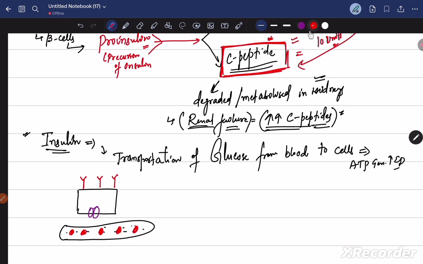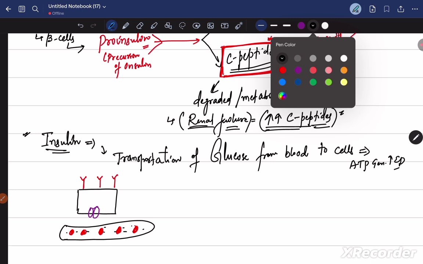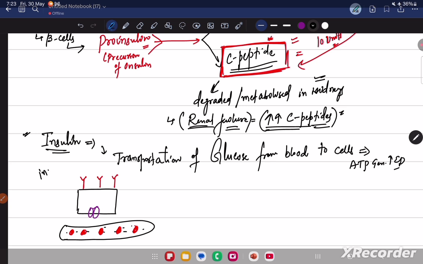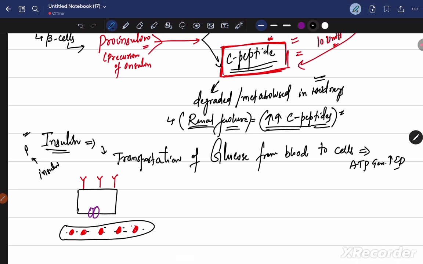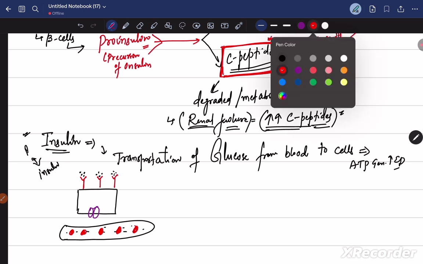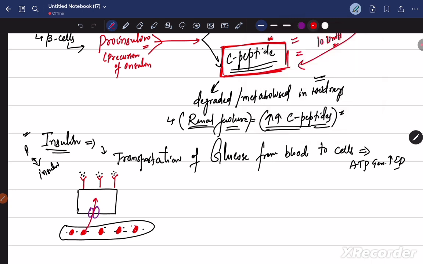Whenever there is the presence of glucose in the blood, at that time the insulin is secreted from the pancreas. So these insulin molecules will bind to these receptors that are present on the cells. When these receptors are activated, they lead to the transportation of these glucose molecules inside the cells. And these glucose molecules inside the cells lead to the production of ATP, that is the production of energy. So this is the normal mechanism.